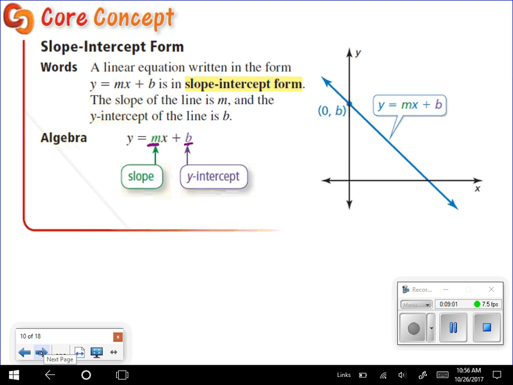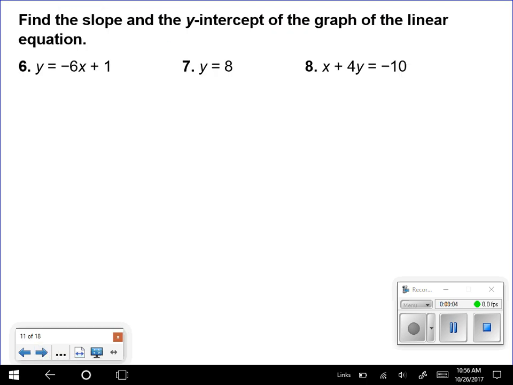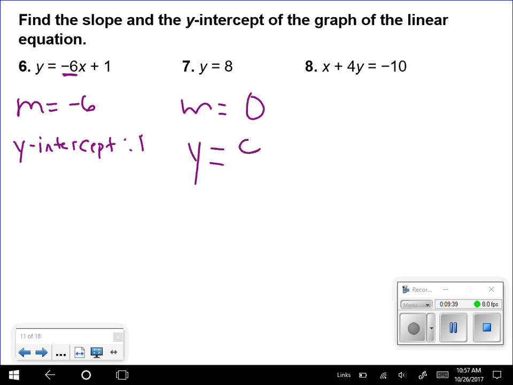So let's look at finding those pieces. It says find the slope and the y-intercept of the graph of the linear equation. Well, based on what we just talked about, our slope is going to be negative 6. Our y-intercept here, if I plugged in 0 for x, would be 1. Pretty simple. Okay, what about here? Our slope here can be 0, because this is a horizontal line. Remember, y equals a number is a horizontal line. Where it hits the y-axis is going to be at 8.